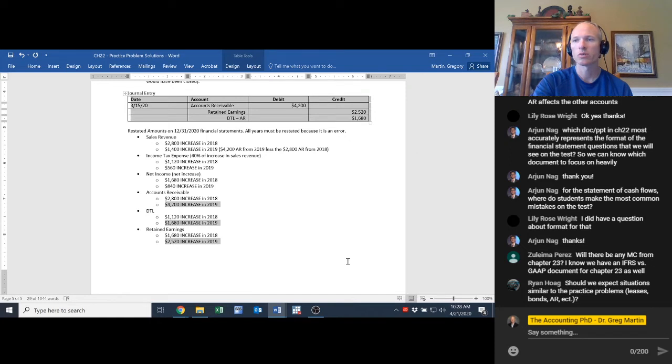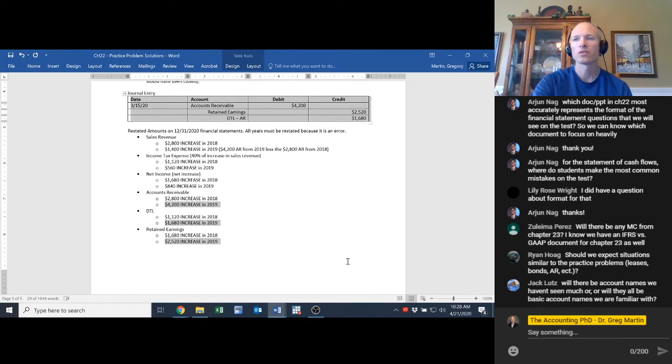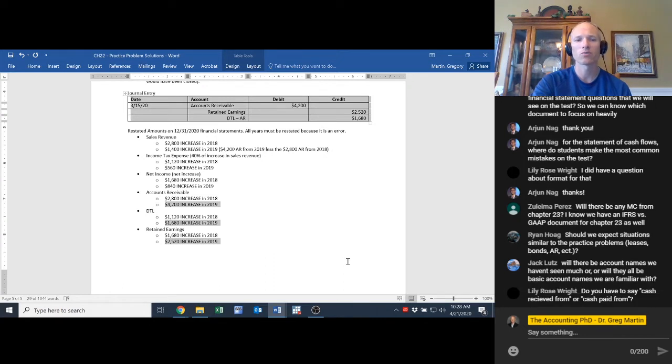Should we expect situations, some other practice problems? Yes. The whole idea here is that I'm trying to give you enough different examples, at that kind of level. The leases would be on the more challenging end. I'm not going to have a bunch that are that challenging, or even with these receivables. There's going to be a mixture. There might be one challenging one for Chapter 22, and then several others that are much more straightforward, much easier. So there's going to be a mixture there for sure.